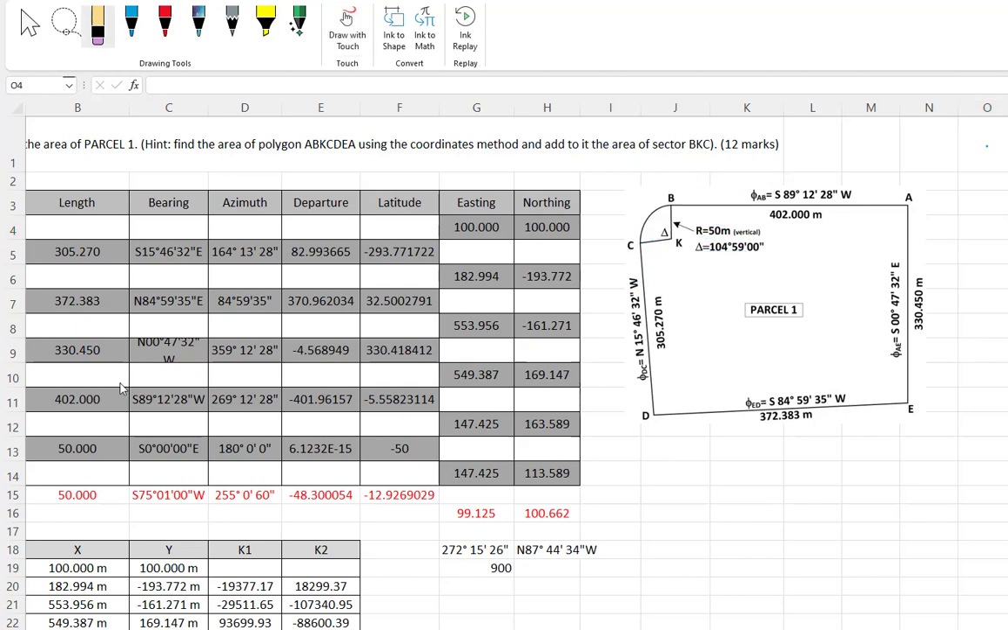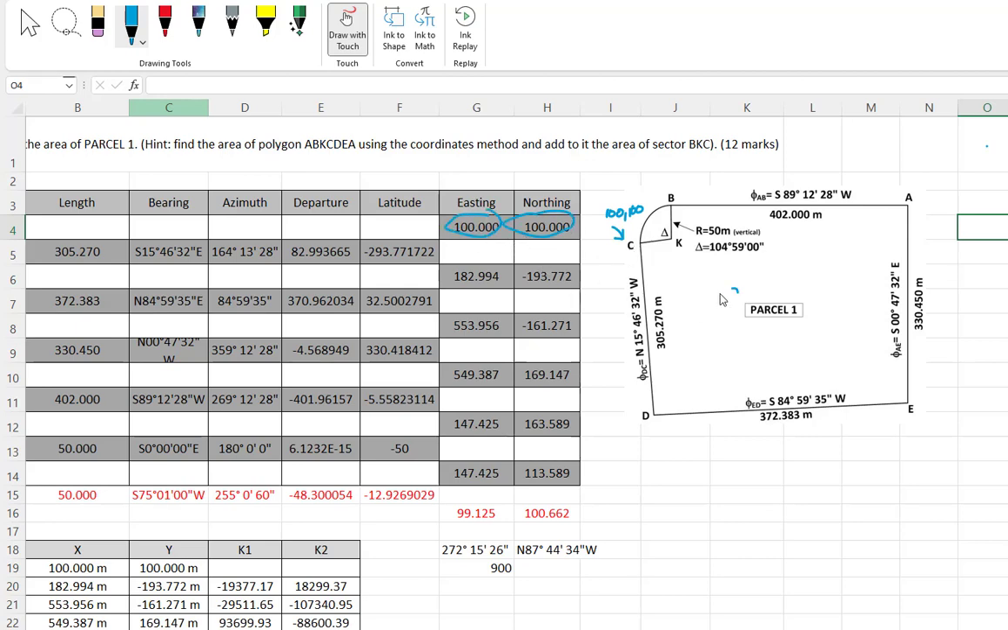It is required that we calculate the area of parcel 1, which is the polygon, using the coordinates method. Using the coordinate method means we need the coordinates. We do not have coordinates or a starting point, so we suggest a starting point. The question suggests that we use point C, with coordinates 100 and 100, so we start with point C as 100 and 100.